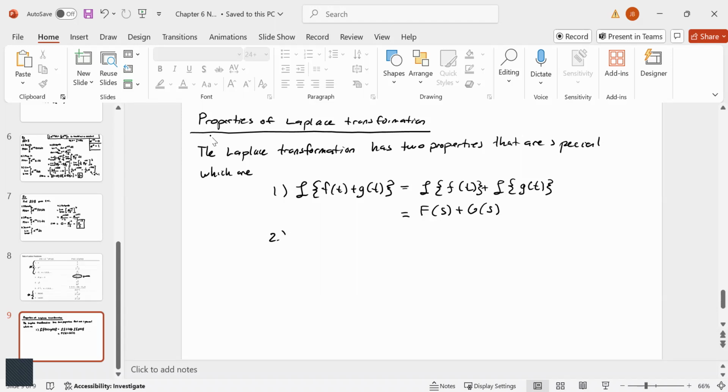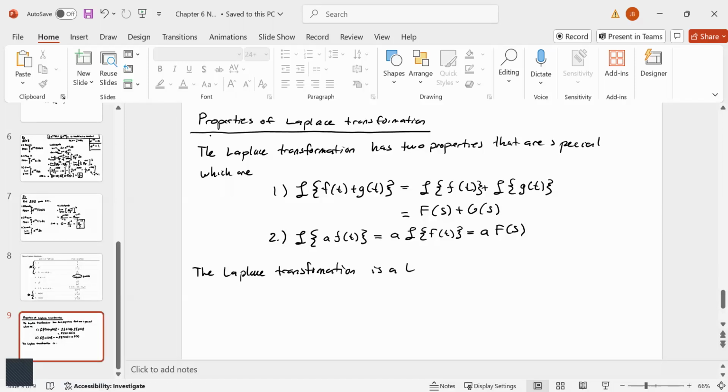And the second property says if you take the Laplace transformation of a constant times a function, you can just take that constant right outside. It doesn't affect the transformation, and it's essentially our constant multiple rule for differentiation. So these two properties make it a linear transformation. So the Laplace transformation is a linear transformation. So very nice property to have.